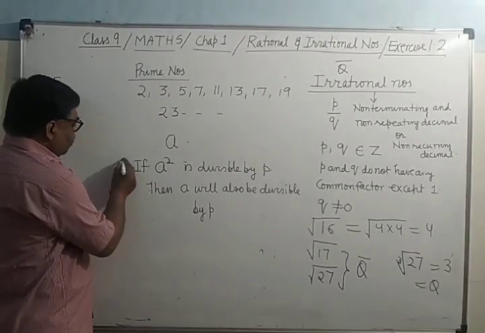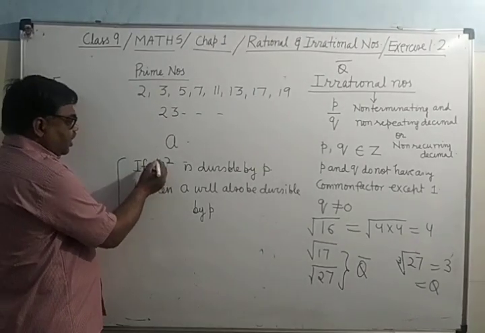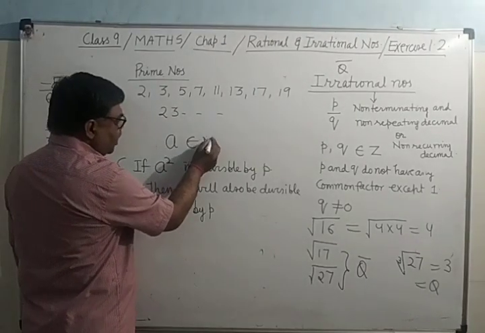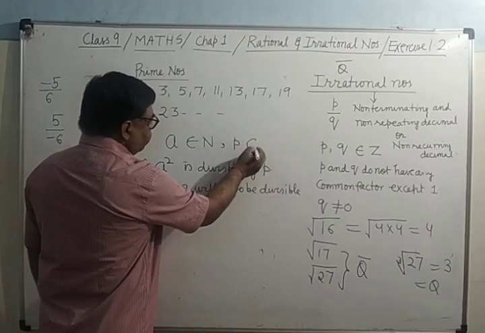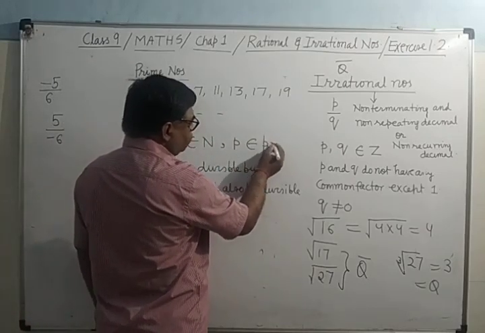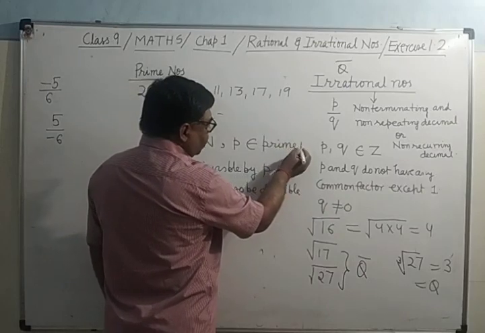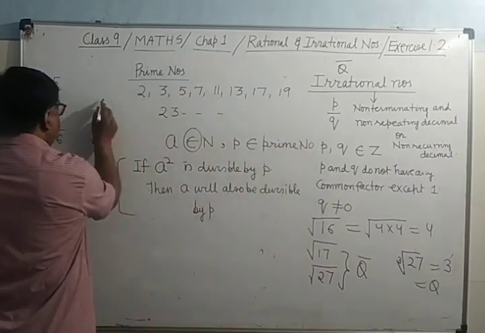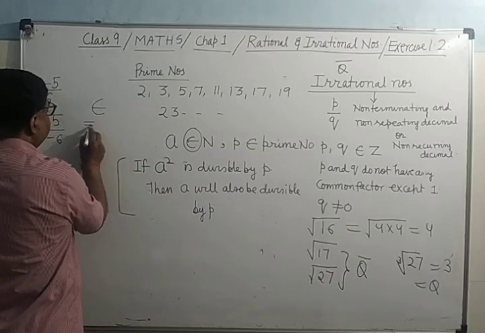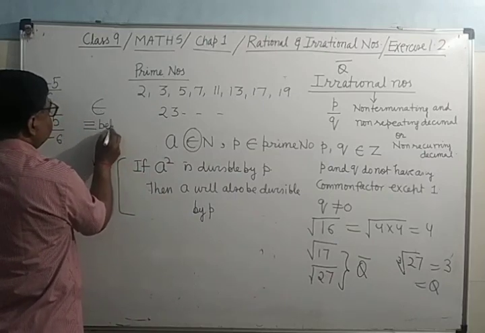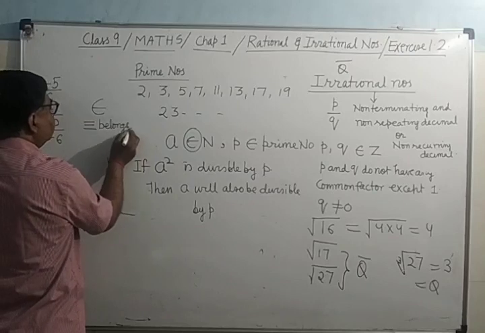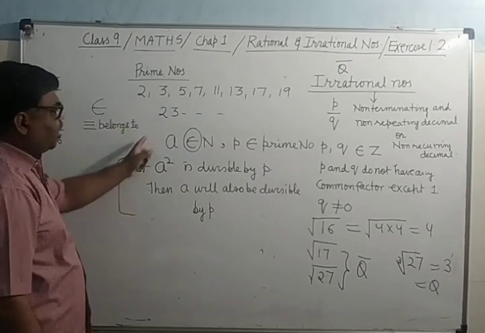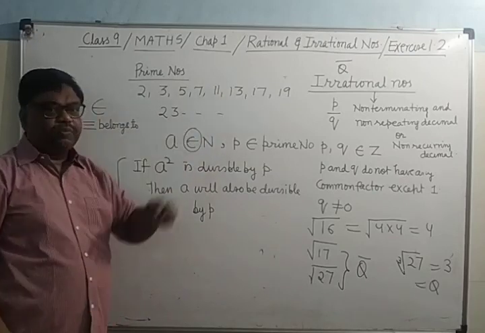This is one. Here a is a natural number and p is a prime number. What is the meaning of this sign? This sign means belongs to. a belongs to N, p belongs to prime numbers.